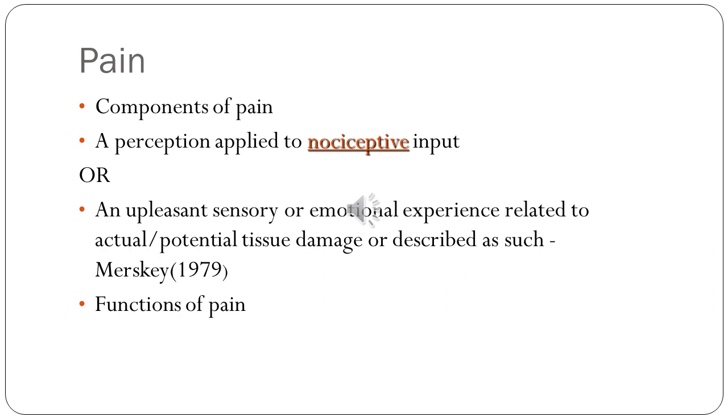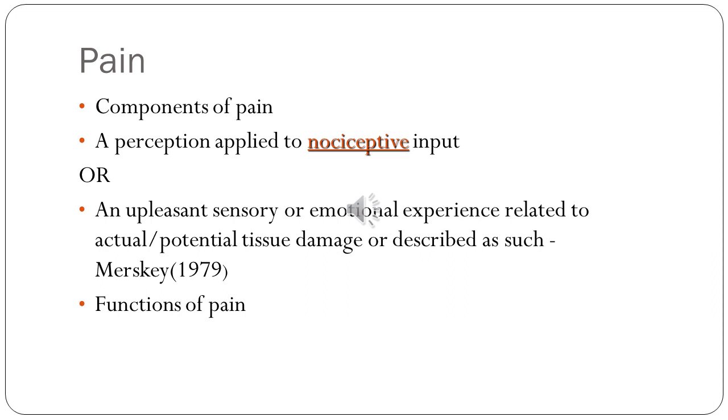There's a couple different ways that you could define pain. First is a perception applied to nociceptive input. Nociceptive input is the actual physical signal of pain getting experienced by somebody. Another way to define it is an unpleasant sensory or emotional experience related to actual or potential tissue damage or described as such.